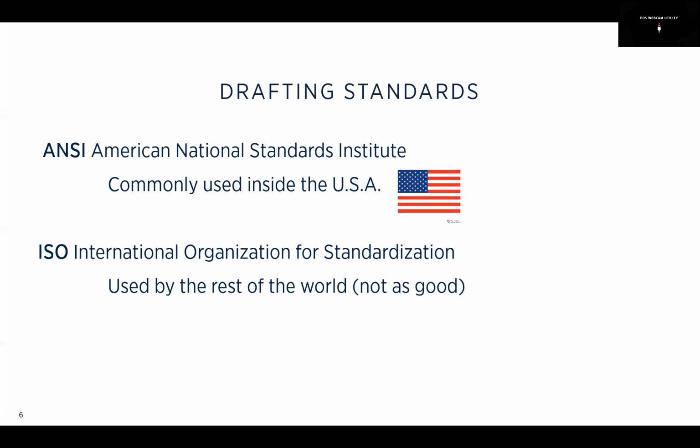ANSI, the American National Standards Institute, commonly used inside the United States and therefore best. And then there's the ISO, International Organization for Standardization, used by the rest of the world. There are some architectural firms in the United States that use ISO just because they want to be different or because they do international business and they need to conform with international standards.